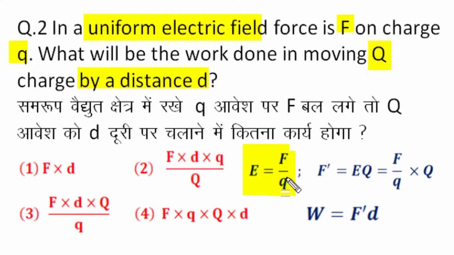Now in this uniform electric field, when we put a test charge capital Q, then force on that capital Q charge would be E into Q, or F by small q multiplied by capital Q. And when displacement is made along the direction of force, work done is product of force multiplied by displacement. And for D displacement of test charge capital Q in the same uniform electric field would become FDQ divided by small q. Here F by small q is strength of electric field, and strength of electric field multiplied by capital Q would become force on capital Q, and force when multiplied by displacement will give us amount of work. So option 3 is the right choice.